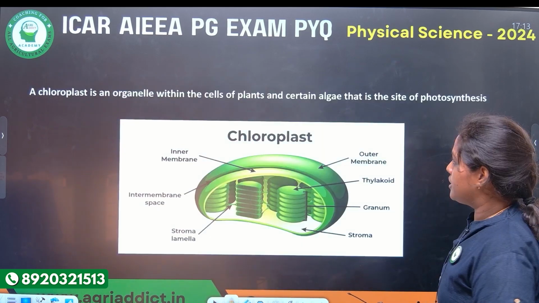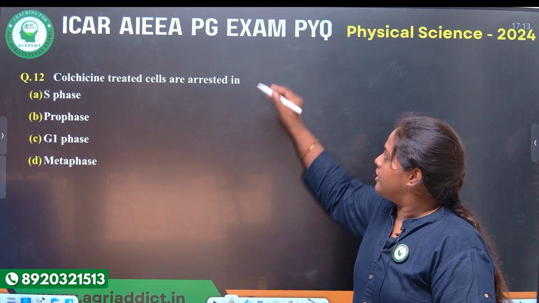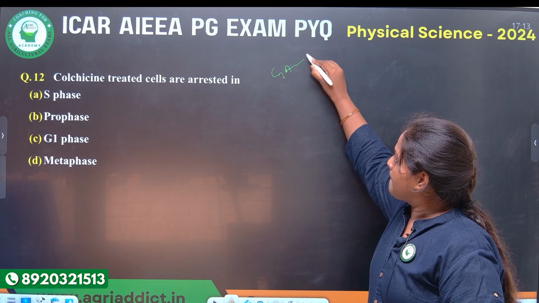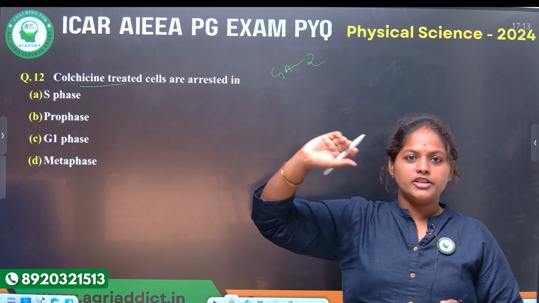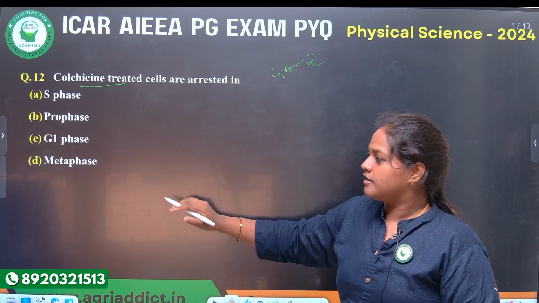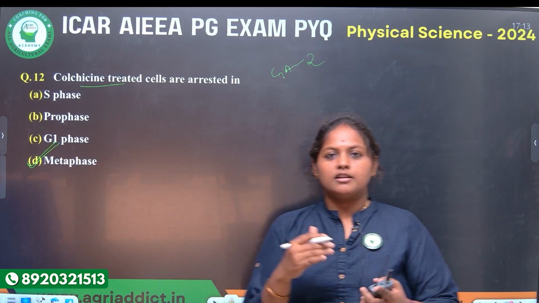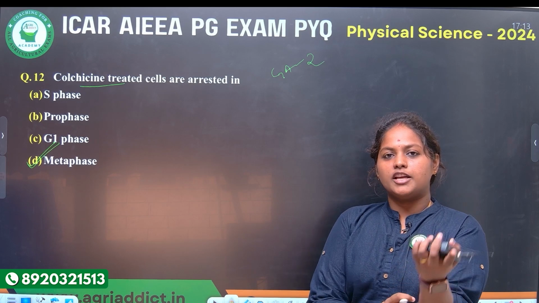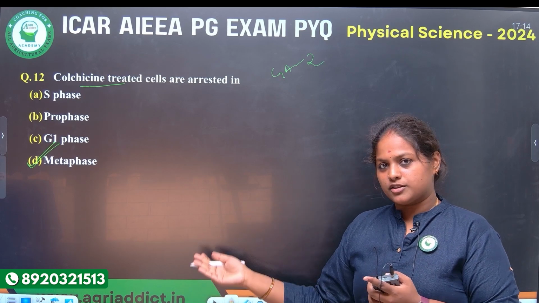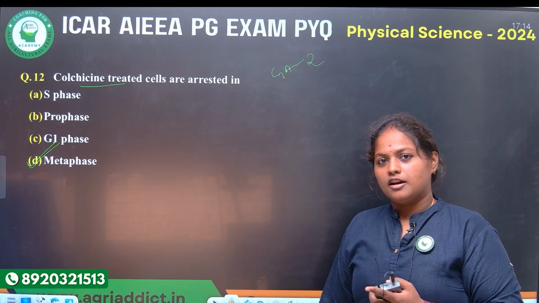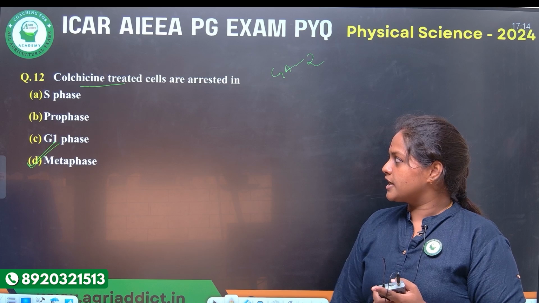Then question number 12. Again another GA question. Second one. Colchicine treated cells are arrested in which phase of mitosis? It is metaphase, right? Whenever colchicine treatment is given to cells, it will arrest the cell at metaphase and stop the cell from entering the next phase of mitosis, that is anaphase, and it will interfere with the microtubules and the chromosomal segregation process.